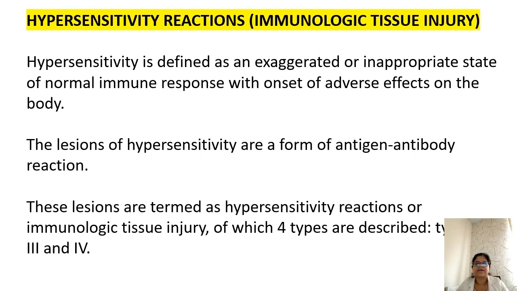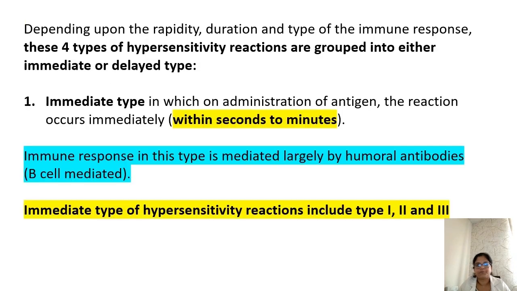Hypersensitivity is defined as an exaggerated or inappropriate state of abnormal immune response with onset of adverse effects on the body. The lesions of hypersensitivity are a form of antigen-antibody reaction. So these lesions are termed hypersensitivity reactions or immunological tissue injury, of which four types are described: type 1, 2, 3, and 4.